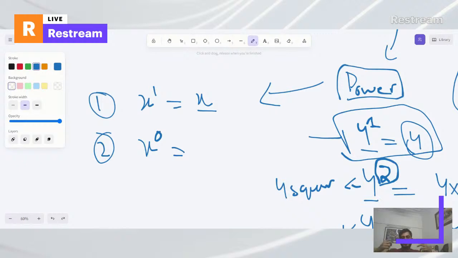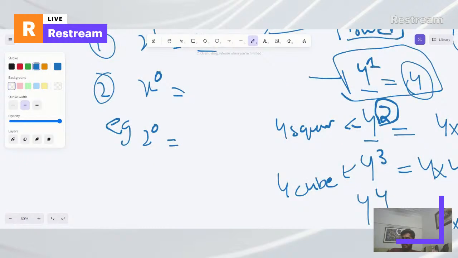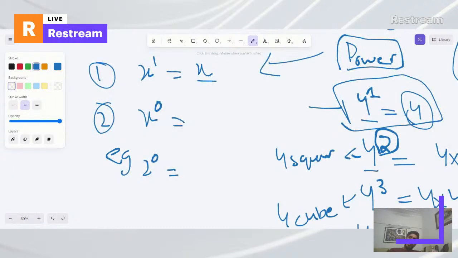So it's an open question. All of you can answer it. Okay, let's engage in the class. What do you mean when I say that any number has a power of 0? For example, 2 to the power 0. What's going to be the answer? If I say it's 2 to the power 0, the answer is 1.